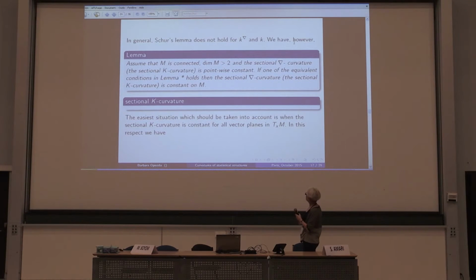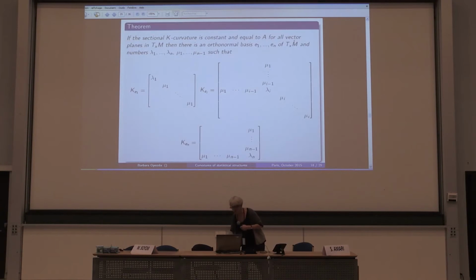Now I'd like to concentrate on the sectional K curvature. The easy situation which should be taken into account is when the sectional K curvature is constant for all vector planes in a tangent space. In this respect, we have this theorem. If the sectional curvature is pointwise constant, equal to some A for all vector planes in T_xM, then there is an orthonormal basis e_1, ..., e_n of T_xM, and numbers lambda_1, ..., lambda_n, mu_1, ..., mu_{n-1}, such that the matrix representation of K is as here.